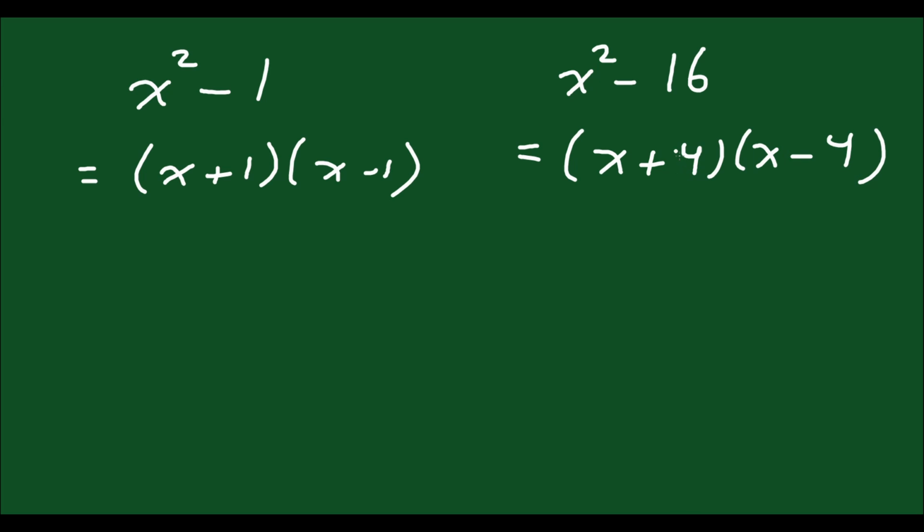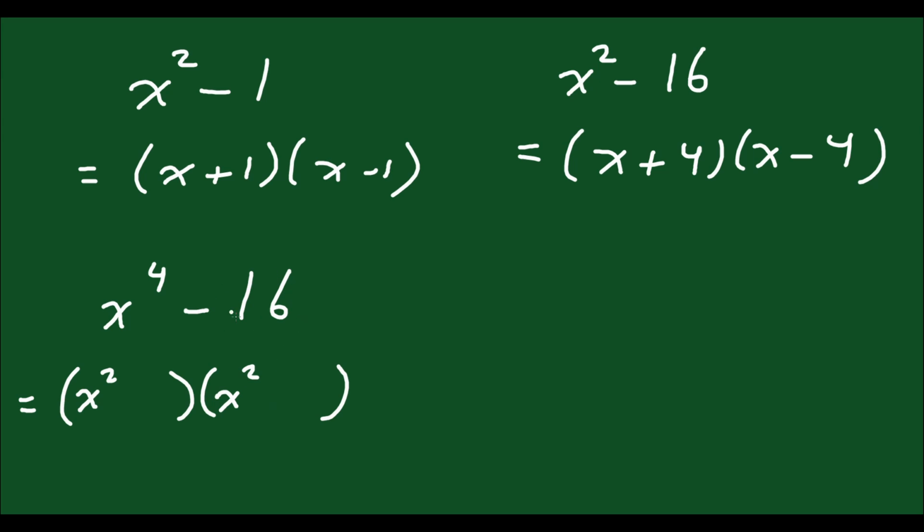Not too hard. But what if they gave you something like x to the exponent 4 minus 16? What is this? Well, you set it up the same way. You say, what's the square root of x to the 4? Well, it's x squared. So I put x squared there and there. And then what's the square root of 16? Well, we know that's 4, so I put plus 4 minus 4. Right, so now you're done. You've factored the difference of squares.